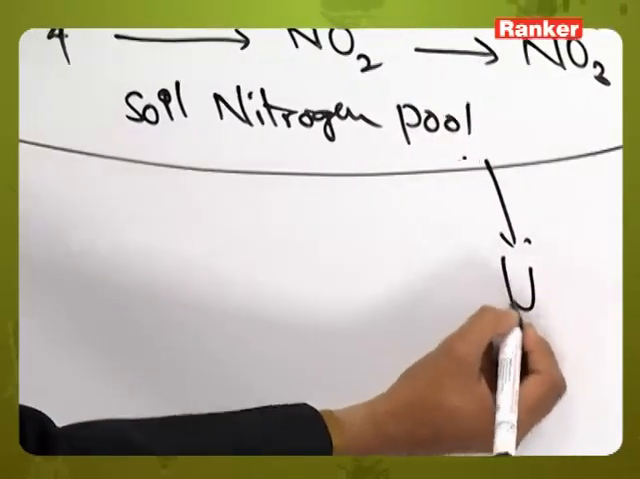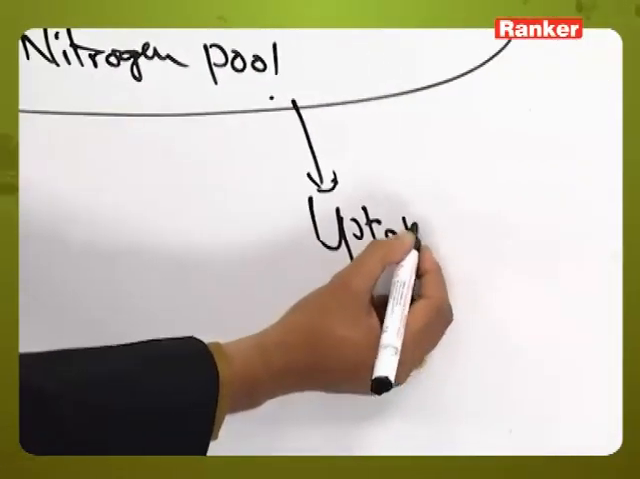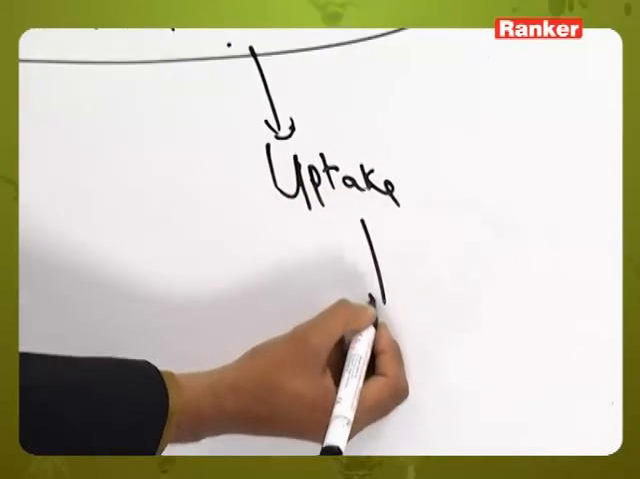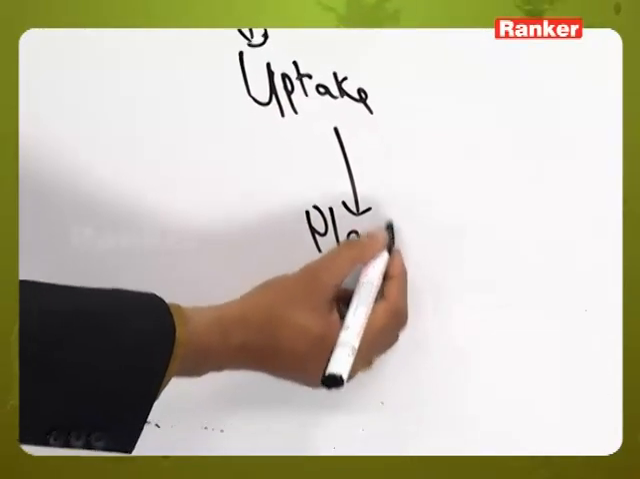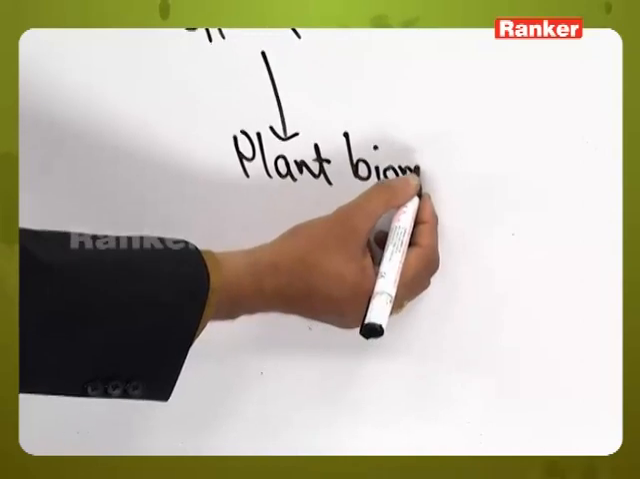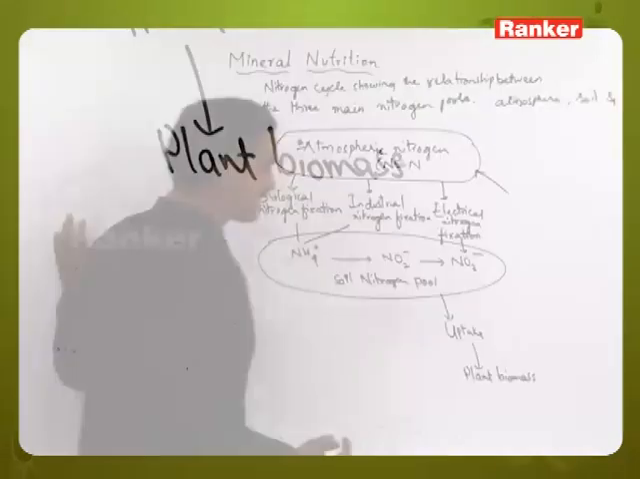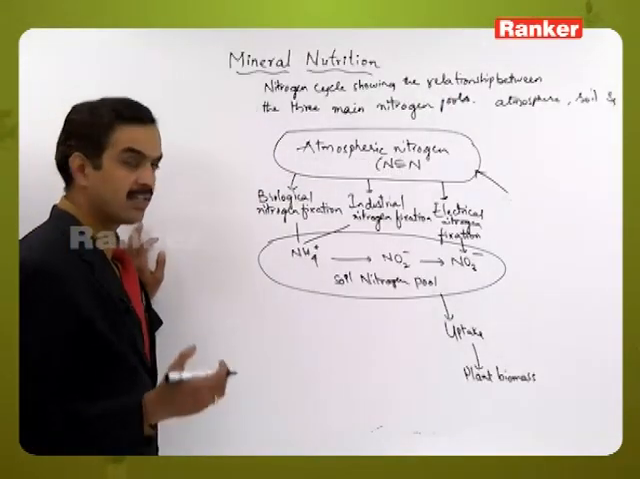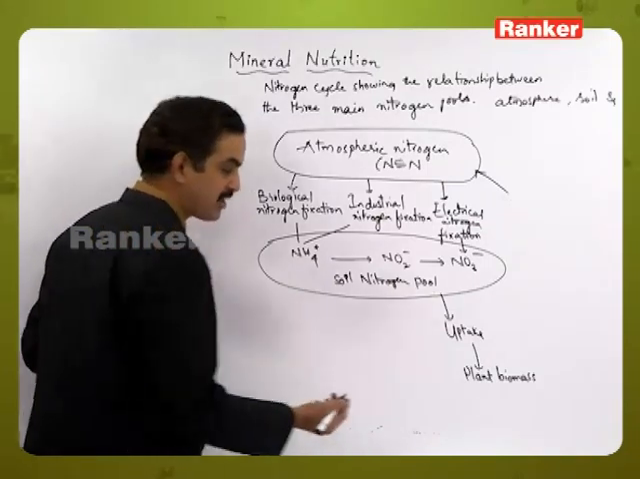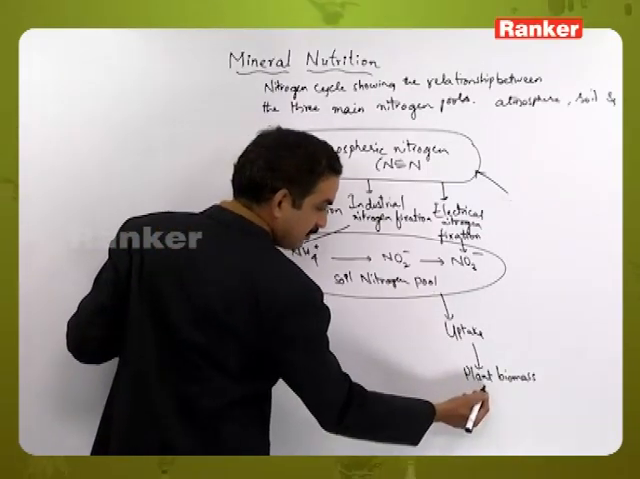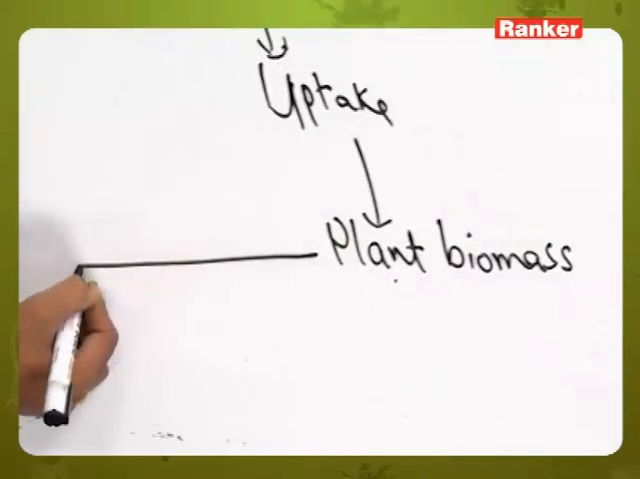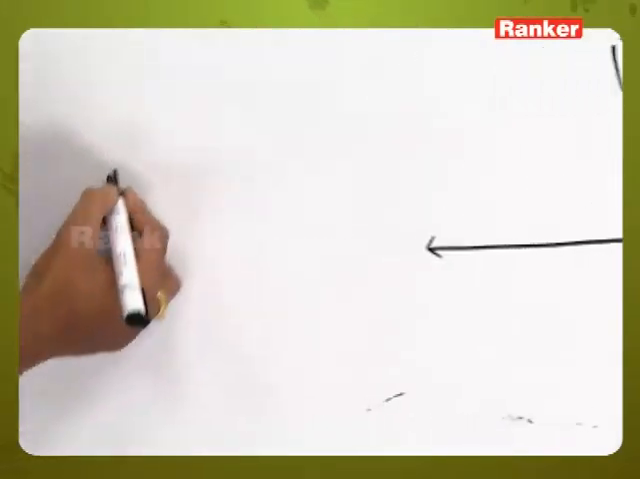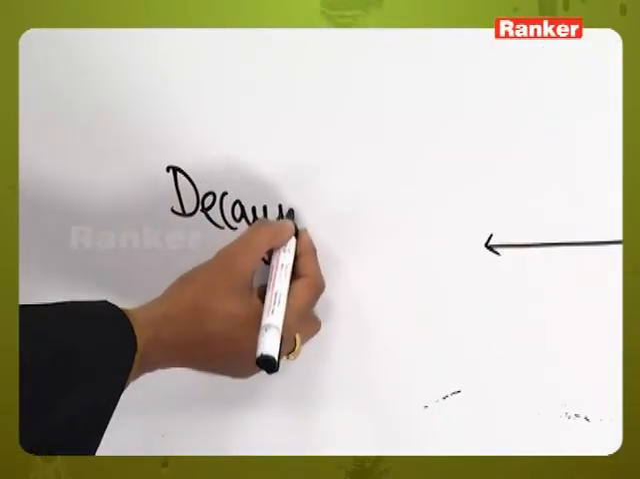Apart from this one, the uptake of the nitrogen will be taking place by the plants, so it will be entering into the plant biomass. That is already we had discussed, the uptake. After the uptake it will be converted into organic nitrogen form, and after the death of this one, some of it will be converted into decaying biomass.